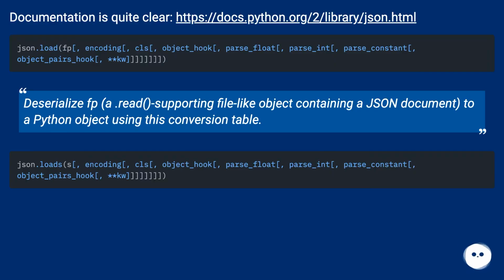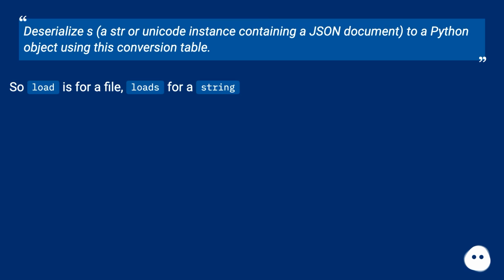Documentation is quite clear. Load: deserialize fp, a .read()-supporting file-like object containing a JSON document, to a Python object using this conversion table. Loads: deserialize s, a str or Unicode instance containing a JSON document, to a Python object using this conversion table. So load is for a file, loads for a string.